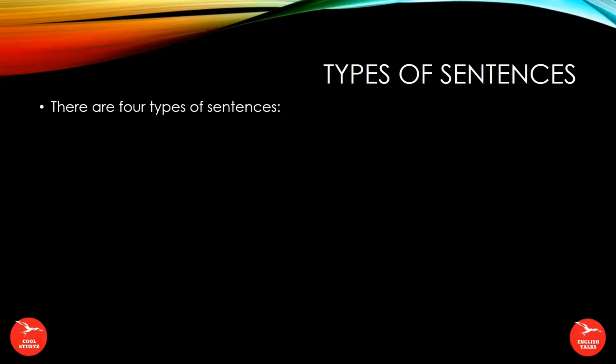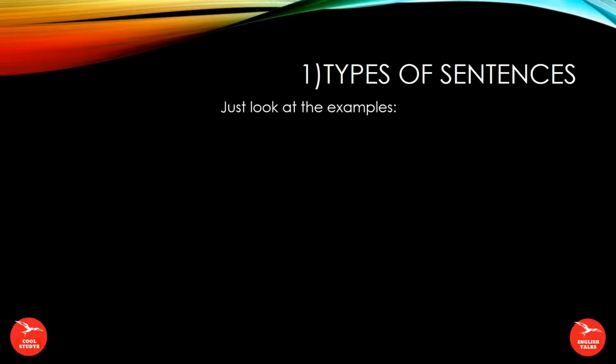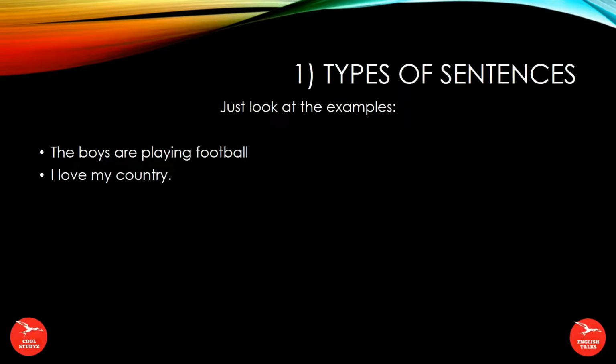And let's quickly go through the types of sentences. There are basically 4 types of sentences. And through examples, you will learn each type of sentence one by one. Look at the classic examples. Number 1, the boys are playing football. Yeah, you can imagine the boys are playing football, right? I love my country. Yeah, that's another beautiful sentence. My sister is an engineer. So, the boys are playing, I love my country, my sister is an engineer.